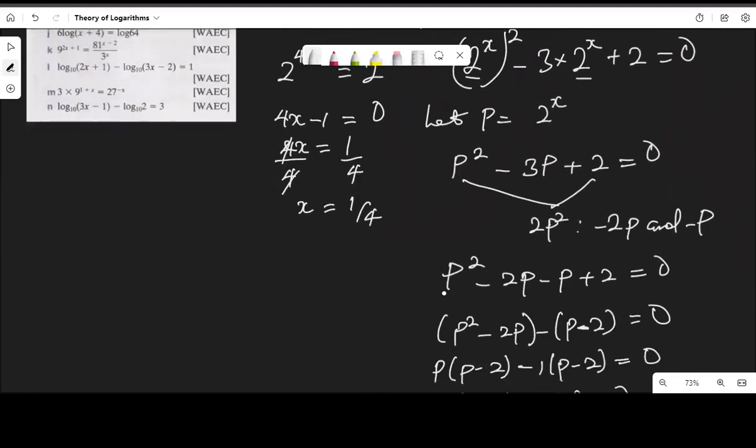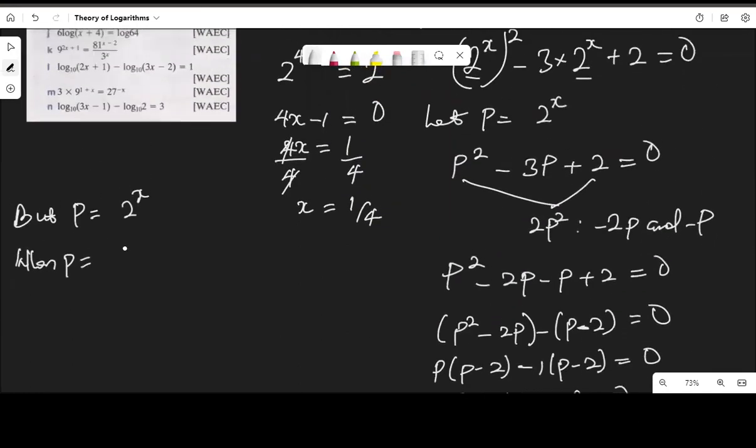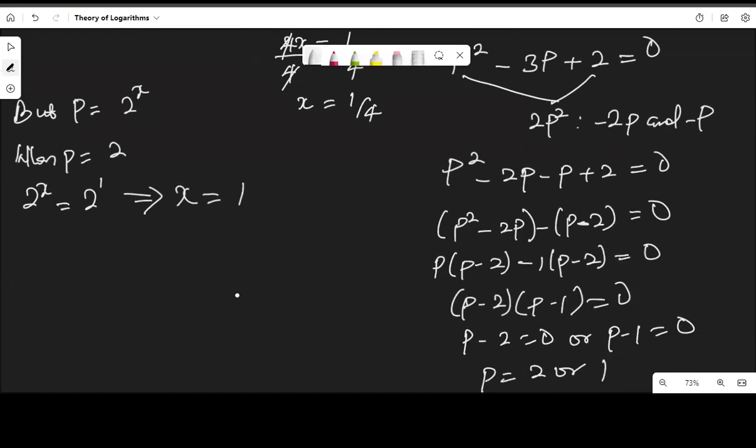So now that we know p, we said earlier that p is 2 to the power of x. So when p is, what were the values of p? 2 and 1. When p is equal to 2, that means 2 to the power of x is equal to 2. The power of 2 here is 1. Even when it is not written, we know that the power is 1. The bases are the same, so we equate the power, x is equal to 1.